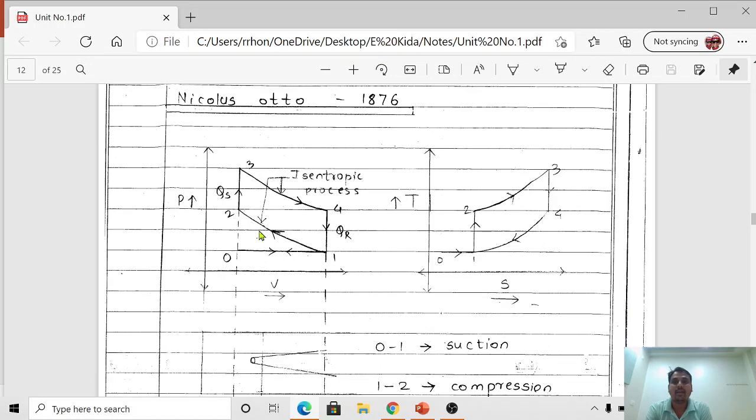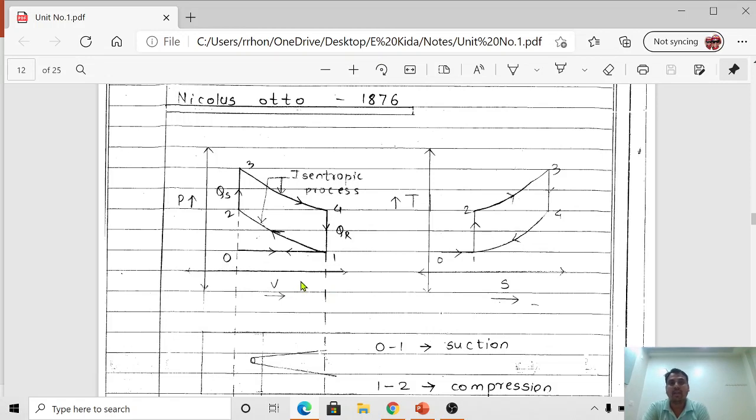Here is the pressure versus volume diagram, and another diagram, the TS diagram, temperature versus entropy, on our screen. One by one we'll understand these processes. As I told you earlier, you require basic knowledge of thermodynamics, then we can understand these things thoroughly. With the help of this pressure volume diagram, I am explaining.